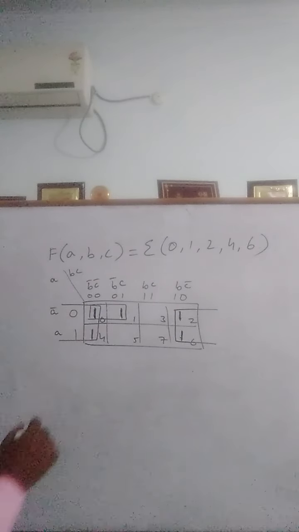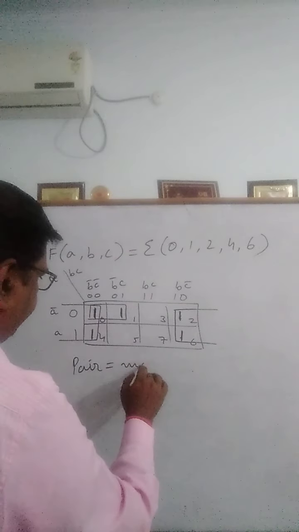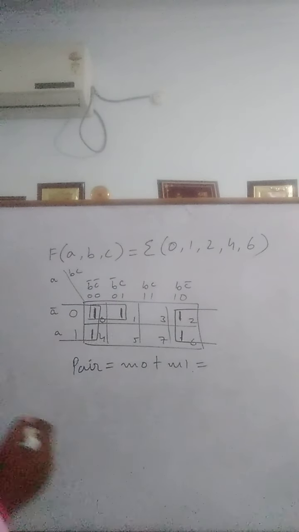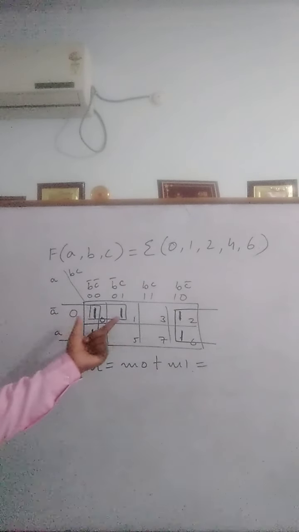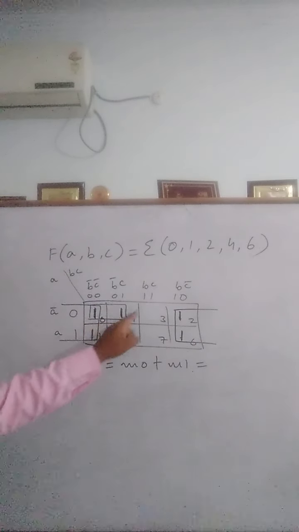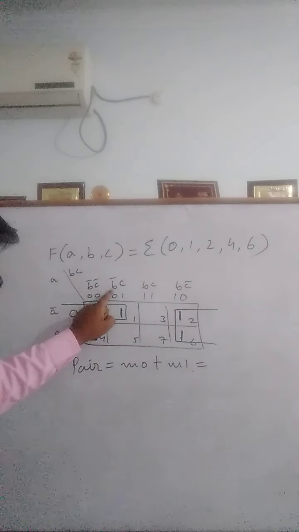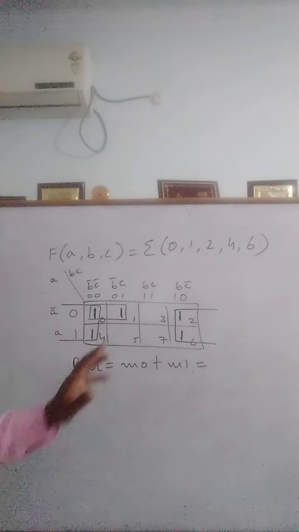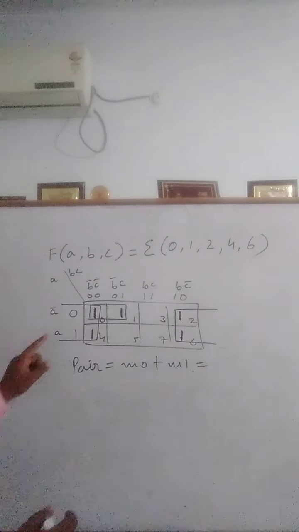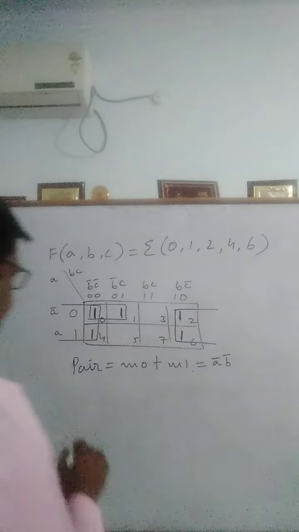How to write the solution? You have taken the first pair and the value of the pair is m0 plus m1. How to find the answer? Again in this pair, A bar is common to both. B bar is B bar, same. C bar becomes C, that is a change. That means C is changing. What is not changing? The not changing variables are A bar and B bar.